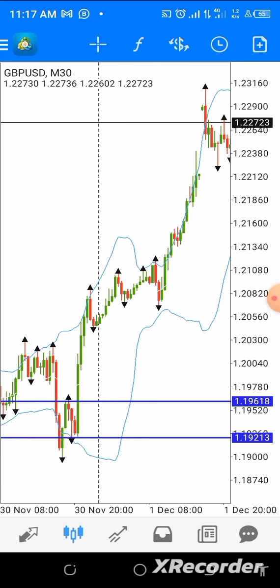It works perfectly on 1 hour, 4 hours, daily, 30 minutes, 5 minutes, 15 minutes. Perfectly. This is how it is. This one is a fractal breakout strategy. It is also a trend following strategy.